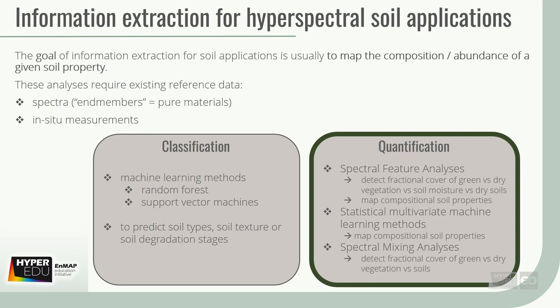Spectral mixing analyses, also known as linear spectral unmixing, are used among other methods to detect fractional coverage of green versus dry vegetation versus soils. Radiative transfer modeling approaches, RTMs for short, that you might be familiar with from our agricultural MOOC, are still a topic of ongoing research for soils. No general RTM is currently available for modeling of soil molecules and their complex mixtures. Only for singular components, some RTMs currently exist. For example, the Marmot model allows for a given soil to model spectra with variable amounts of soil moisture.